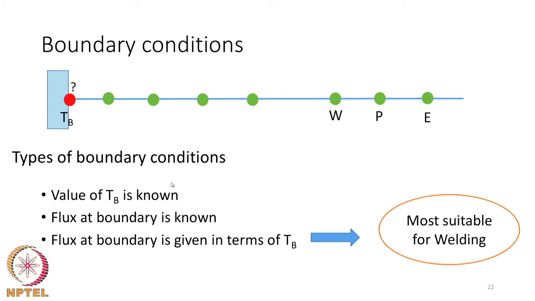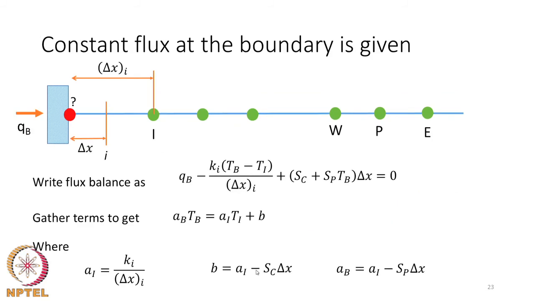And the way we handle the second and third condition is as follows. When the constant heat flux is given, what we do is we balance the heat flux at the boundary and obtain the value of the temperature at the boundary, namely Tb. So, the flux balance is given here as follows. The flux that is coming in is Qb, and the flux that is leaving is given by Fourier's first law of heat conduction, and that is given here, and the source term is evaluated at the boundary as follows.